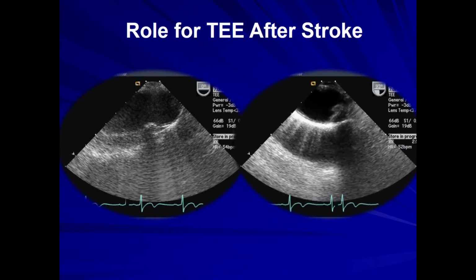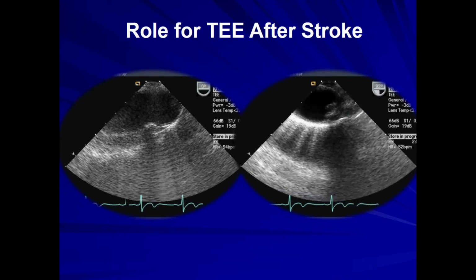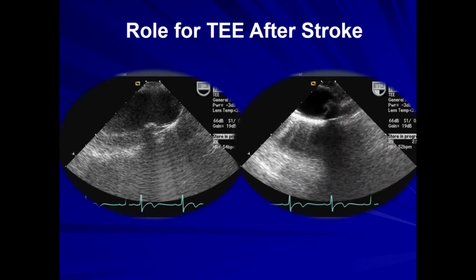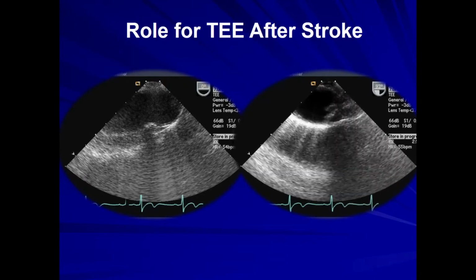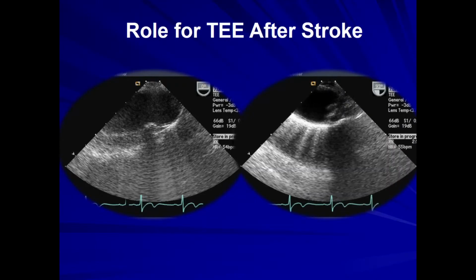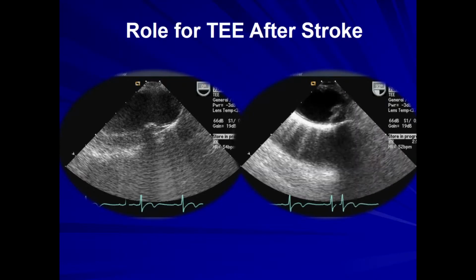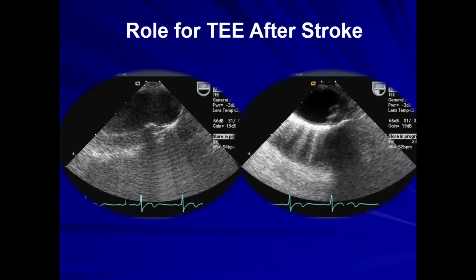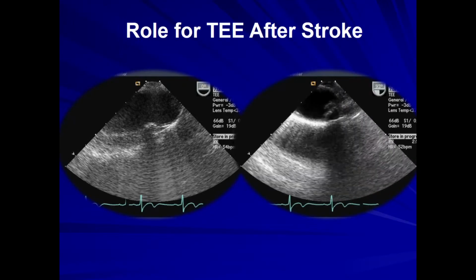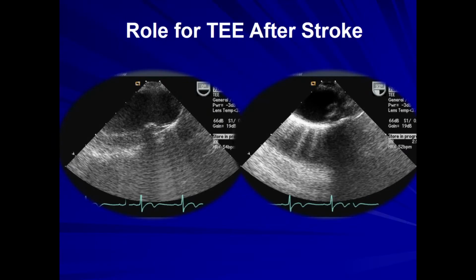So this is looking at the thoracic aorta following the stroke, because frequently we're looking for ulcerated plaques or plaques that have highly mobile components that may have either embolized, as with an ulcerated plaque, or are threatening to embolize. And this is just showing you an example in the right-hand panel of an ulcerated plaque, which may have been the cause of this particular person's ischemic stroke.